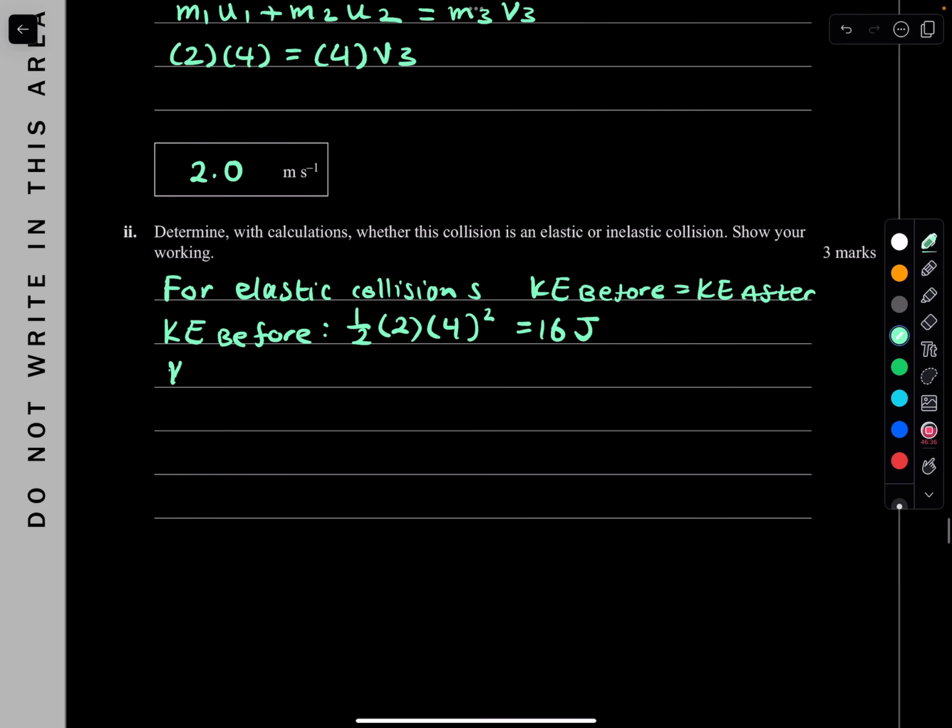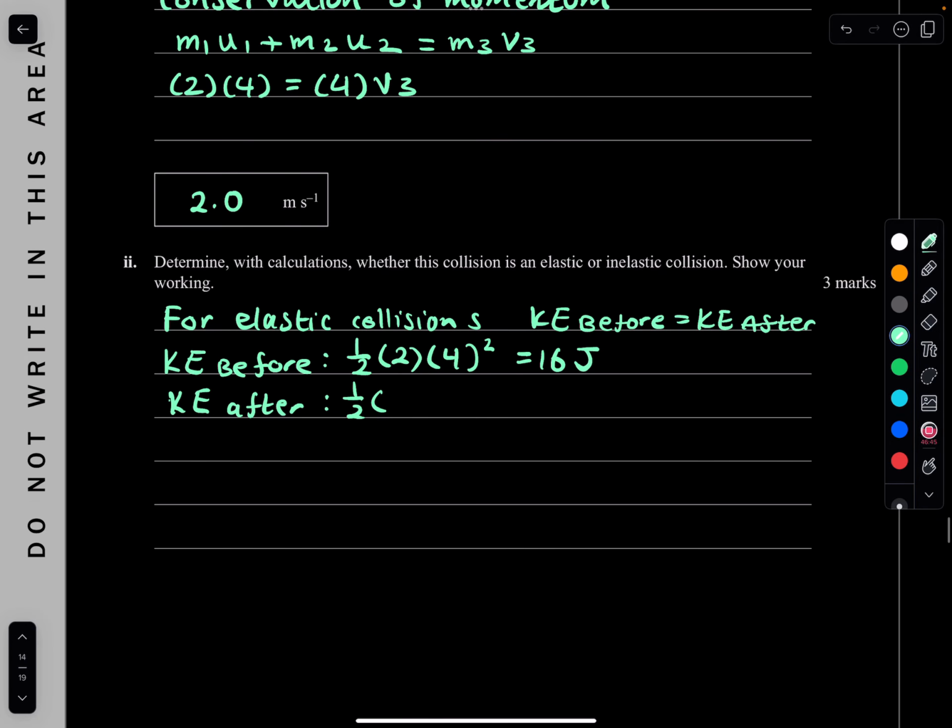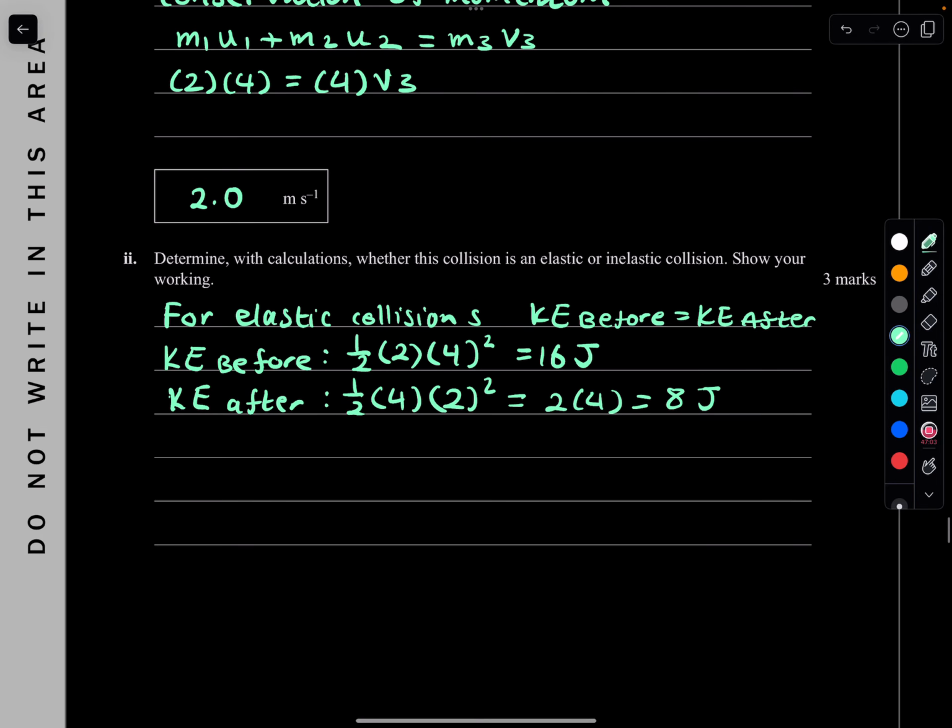So what's then the kinetic energy after? It's going to be half the mass, and because it's both of their masses, it's going to be 4. The velocity they're traveling at is 2 squared. So basically it's 2 times 4, which is 8 joules of energy. So they're not equal. We can see that your kinetic energy before and your kinetic energy after are not equal. So there was some energy lost. That tells us it's inelastic.